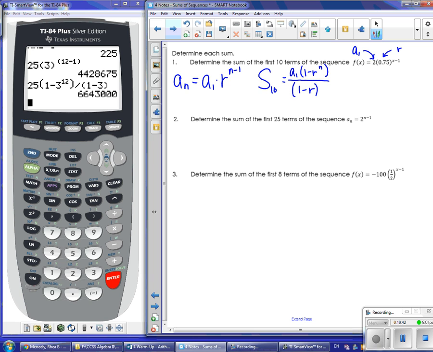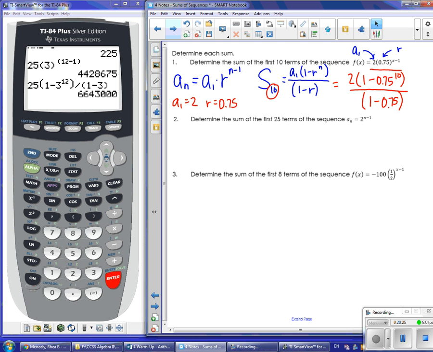And if I know what r and a sub 1 are, then I can just substitute those values into the equation. And like I said, from my explicit equation, I know that a sub 1 is 2, and my common ratio, r, is 0.75. And so now I'm just going to plug those numbers into my formula for the sum. We said a sub 1 is 2, and I'm going to do 1 minus 0.75, and I'm going to raise that to the n power, and in this case, 10 is n. And I'm going to divide all that by 1 minus r, or 1 minus 0.75.